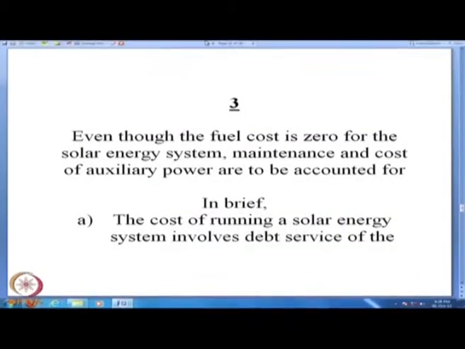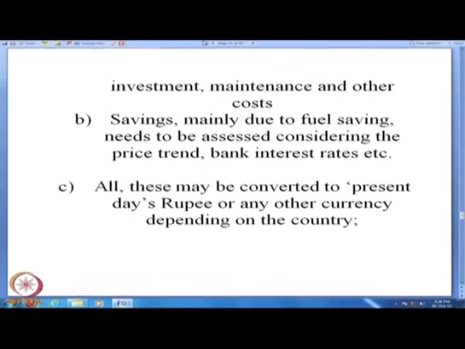So, that money has not been taken into account. So, the saving from the fuel first of all should take care of that interest also. Even though the fuel cost is 0 for the solar energy system, maintenance and cost of auxiliary power are also to be accounted for. So, this we have also not done. In brief, the cost of running a solar energy system involves debt service of the investment, maintenance and other costs.